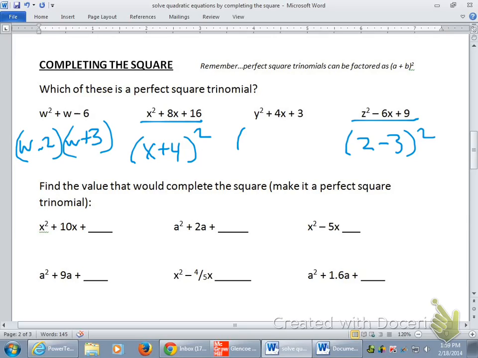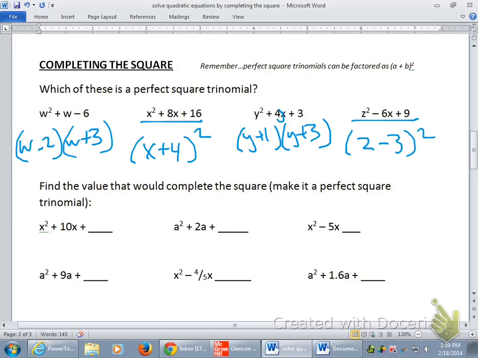What about this y one? Other than the fact that I have an x and a y mixed up. That was supposed to be a y there. 3 and 1, so y plus 1, y plus 3. Okay, so these two are factorable, but are they perfect squares?